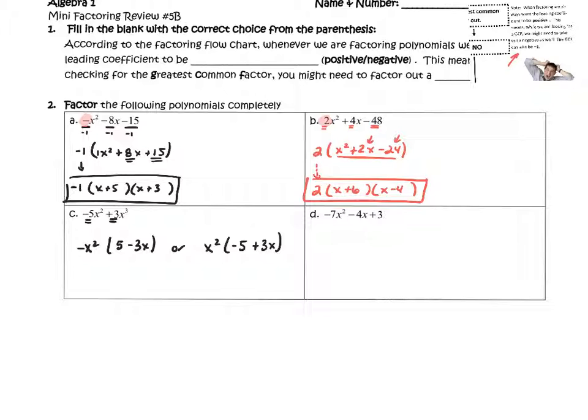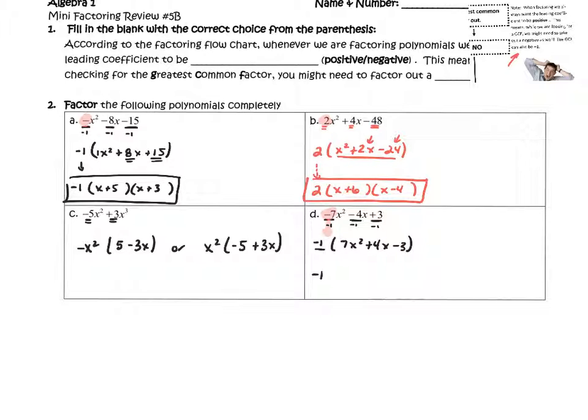When we approach letter D, we're going to check for a GCF. Negative 7, negative 4, and positive 3 don't have a GCF. But as we wrote down in our first question, when I notice that the leading coefficient is negative, that's going to force me to factor out a negative 1. So after I pull out a negative 1 and I divide all those terms by a negative 1, I carry down that GCF so I don't lose it. And then what's left in parentheses would be 7x squared plus 4x minus 3.